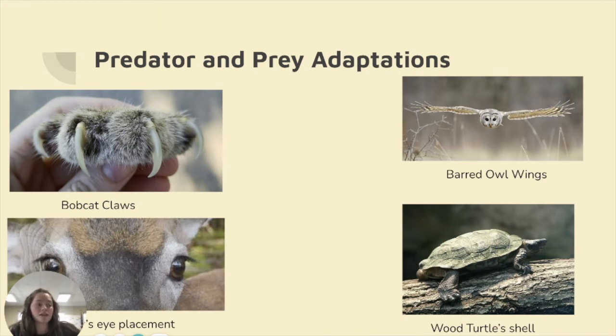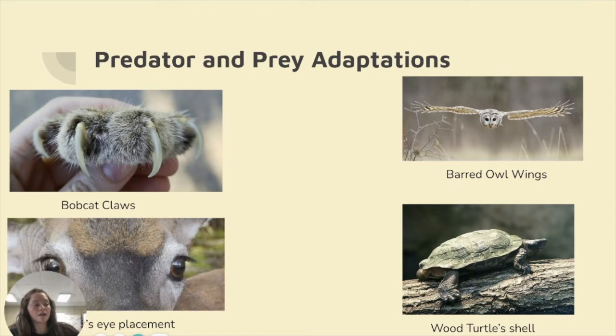So we have another example of a prey adaptation, and that is in the eye placement. This picture of a deer is a great example of how eye location will help prey detect their predators before they can be hunted. With eyes on the side of their head, the deer are able to see things that are coming from the side or behind, which will help them escape their predators.